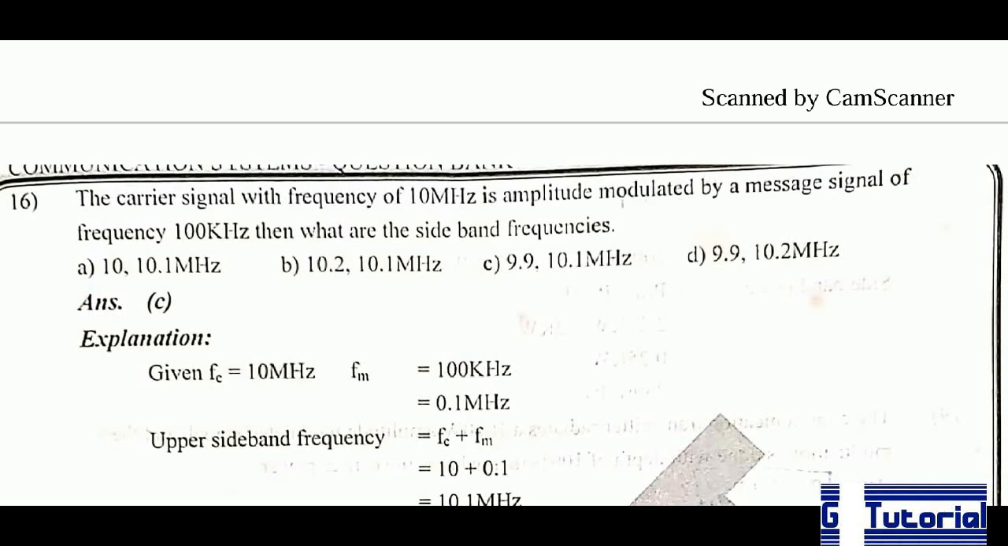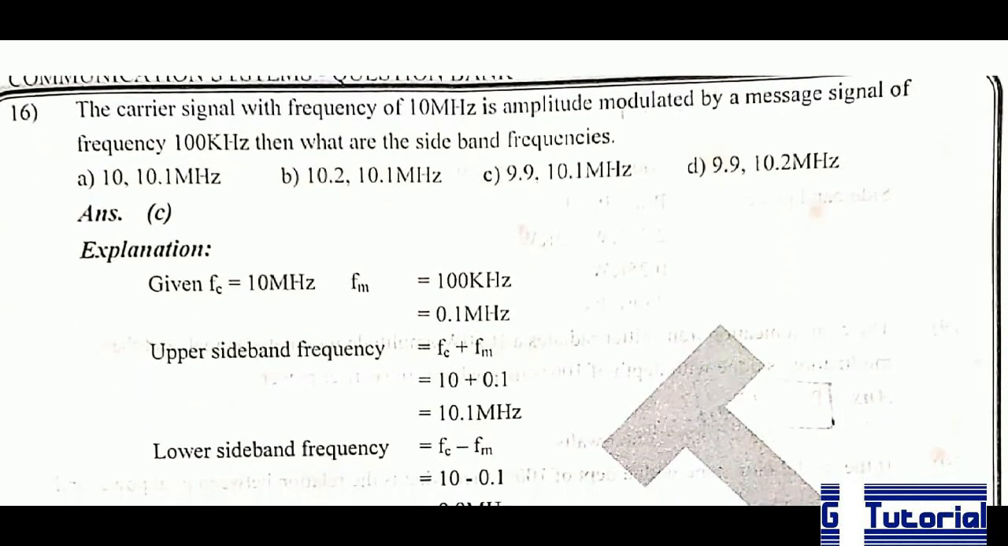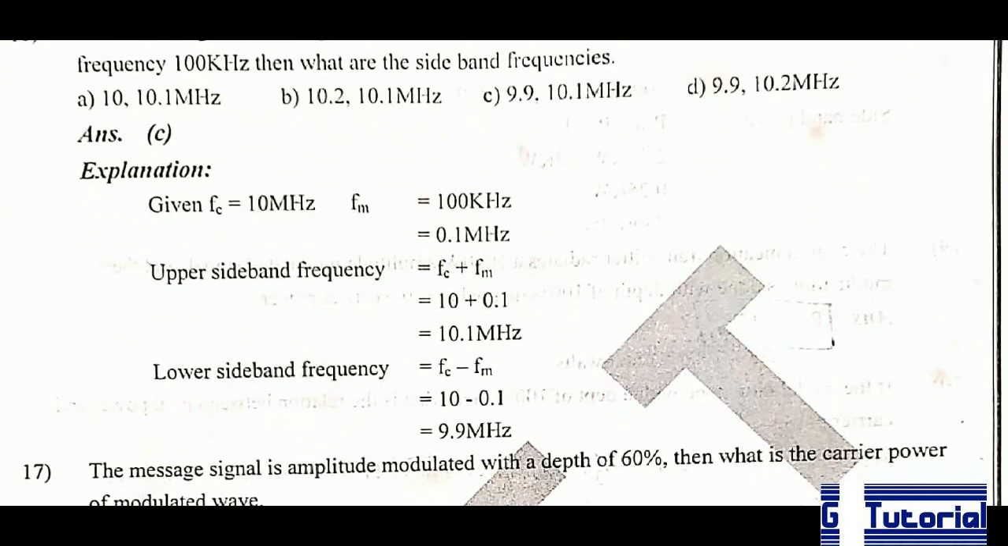Now we can find the upper sideband frequency and lower sideband frequency. Upper sideband frequency is carrier frequency plus message signal frequency, that is fc plus fm. fc is given as 10 megahertz and we have found that fm is 0.1. So 10 plus 0.1, which is 10.1 megahertz, and the lower sideband frequency is fc minus fm, that is 10 minus 0.1, that is 9.9 megahertz. So the correct option is option C.